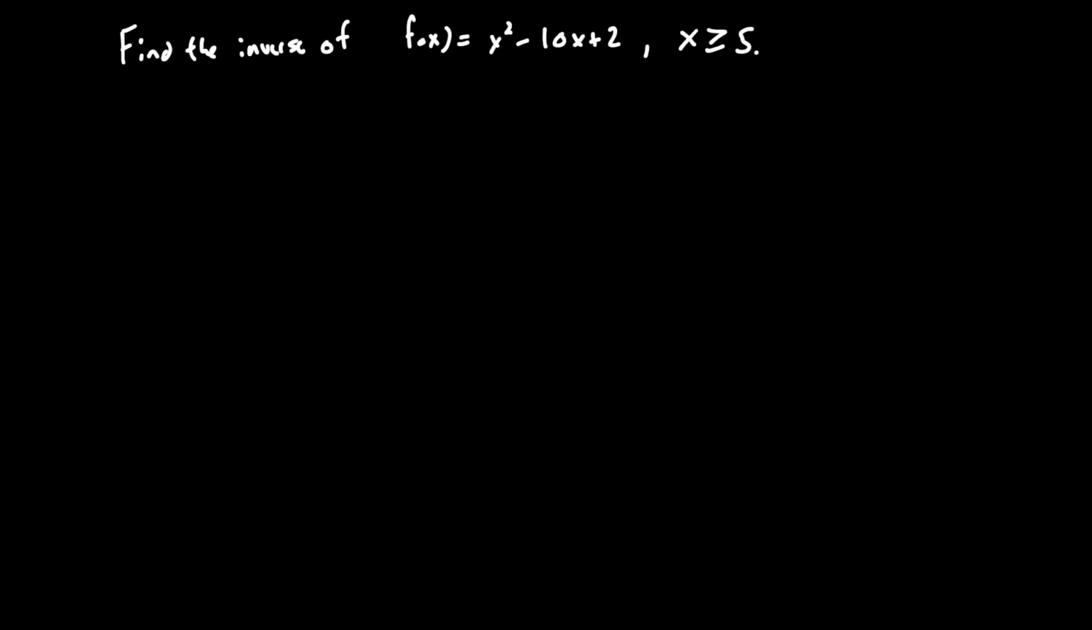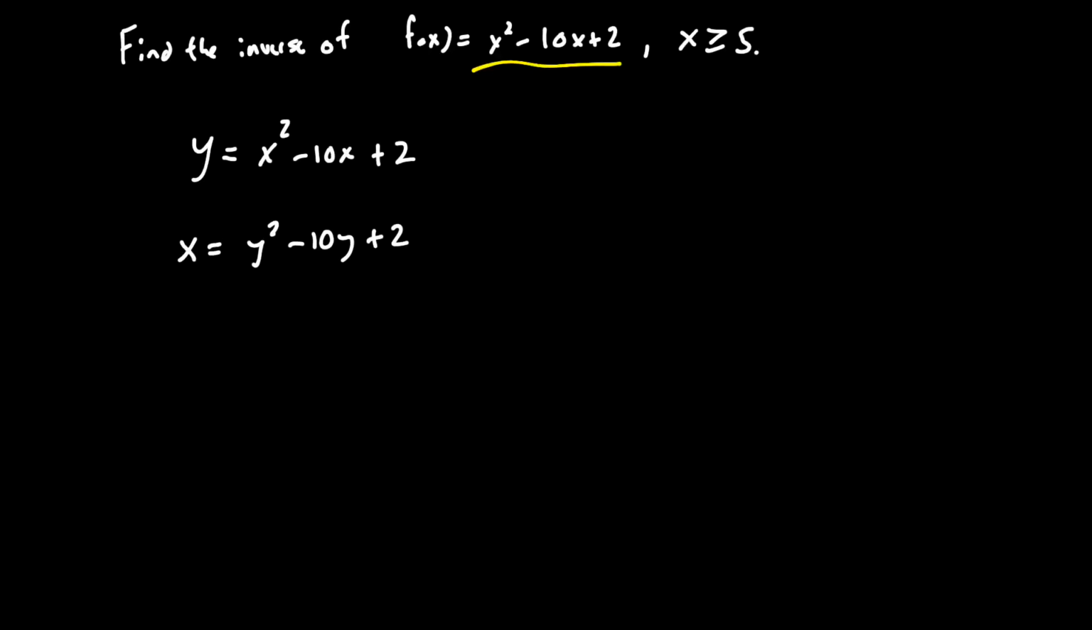Let's look at one more problem of finding the inverse. We want to find the inverse of the following quadratic, which is x squared minus 10x plus 2 on the domain x is greater than or equal to 5. So again, we're going to start off by rewriting our polynomial. This is going to be y is equal to x squared minus 10x plus 2. And we're going to switch all the x's and y's. So we'll get x is equal to y squared minus 10y plus 2.